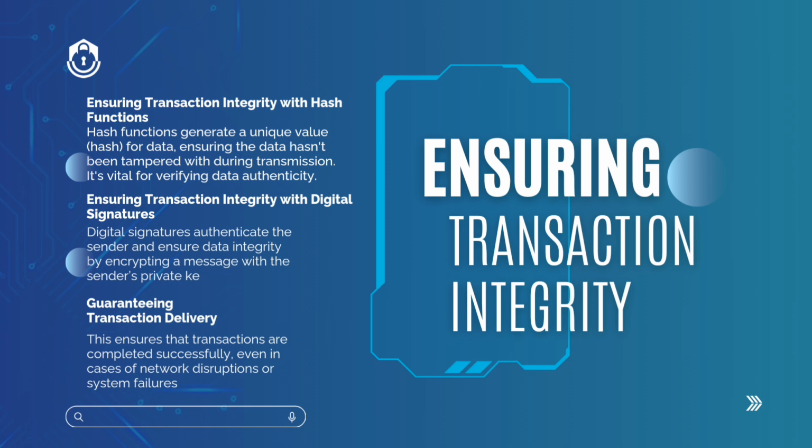Example, systems use various technical measures to ensure transactions are completed successfully. Even when there are network disruptions or system failures, they might involve retries, confirmations, or other mechanisms to ensure the transaction is finalized.